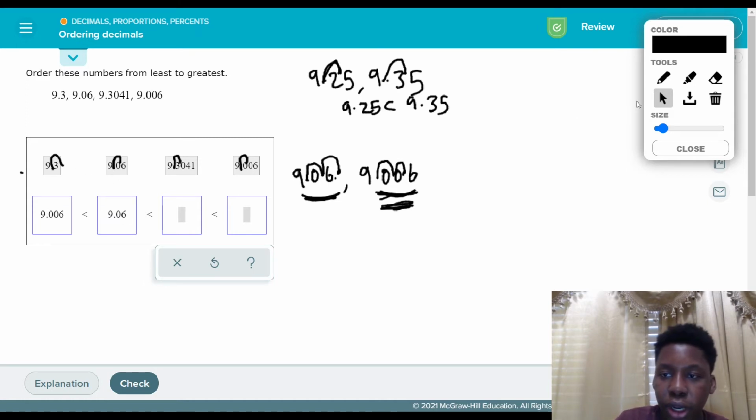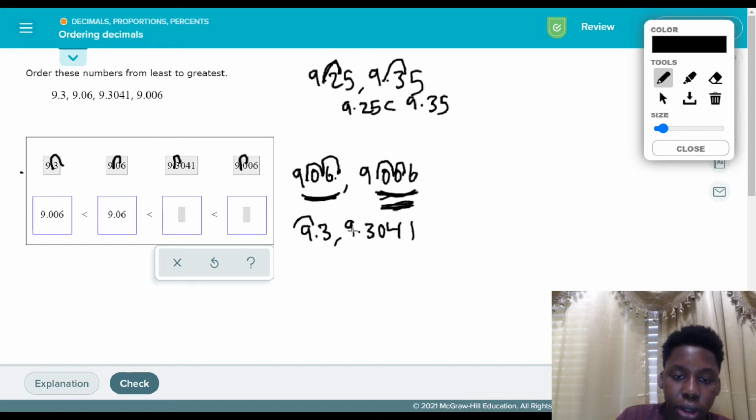So now we're left with these two numbers, 9.3 and 9.3041. We loop through this first 9 and this 9, they are the same, right? And then we loop through this 3 and this 3, they're also the same, right? This is 9.3, so let's put a 9.3 here.